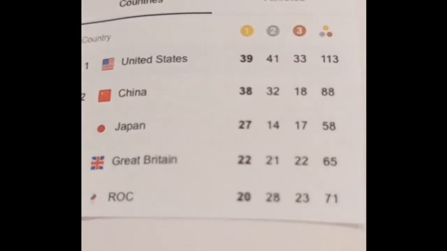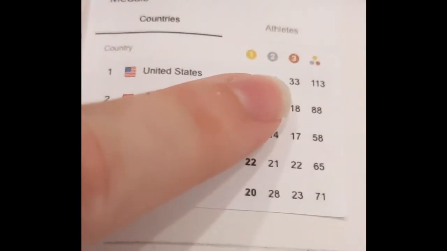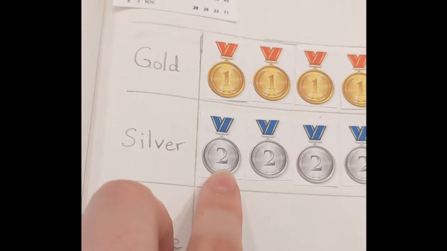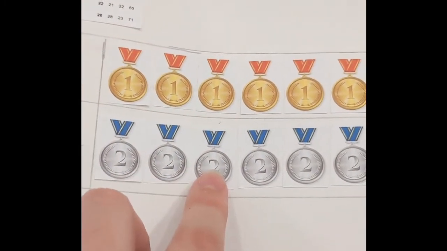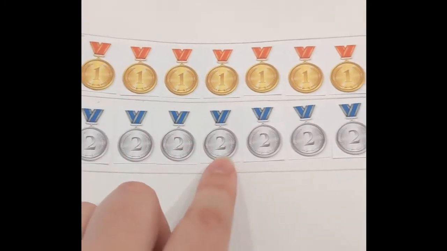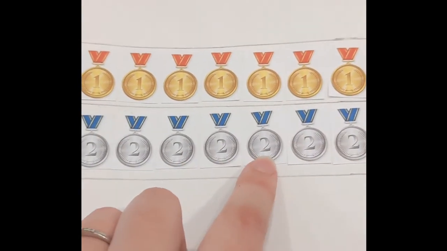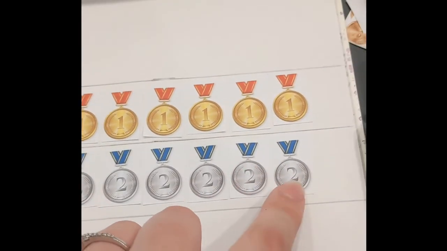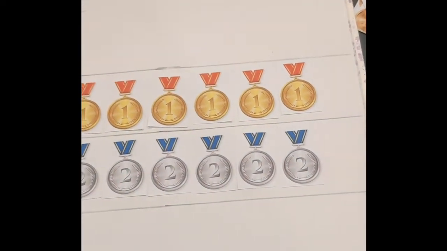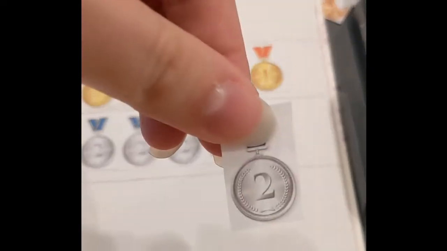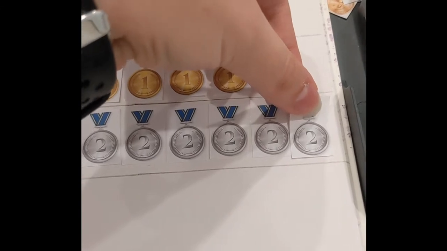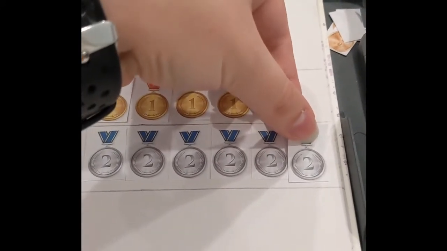My table says the US had 41 silver medals. So I said that every medal was worth 3. So I have 3, 6, 9, 12, 15, 18, 21, 24, 27, 30, 33, 36, 39. But if I add this whole medal, then that'll be 42. So what I'm going to do is I'm going to cut a little piece off.